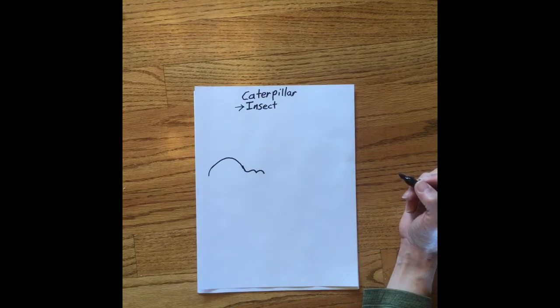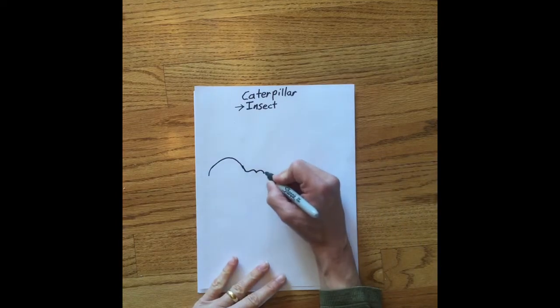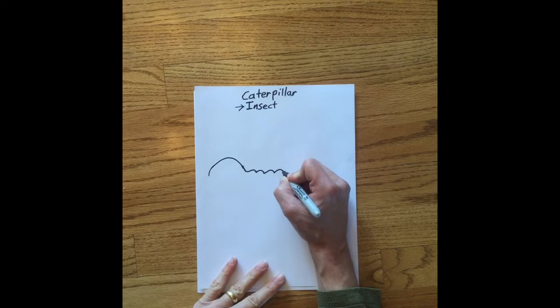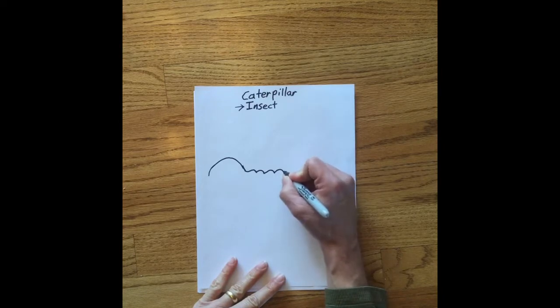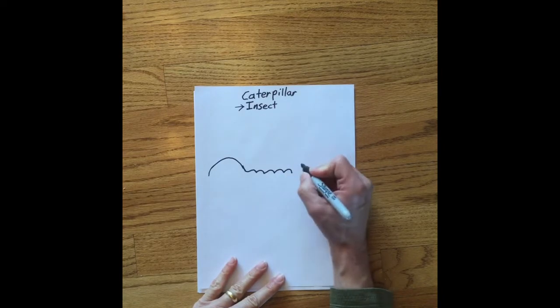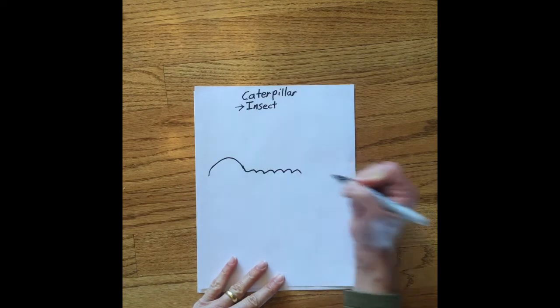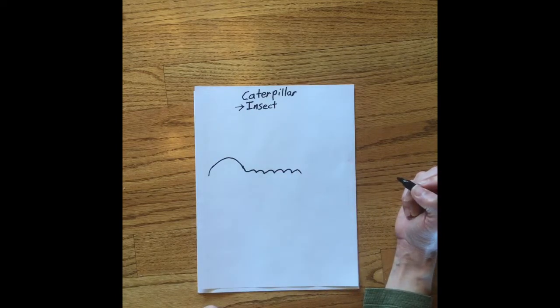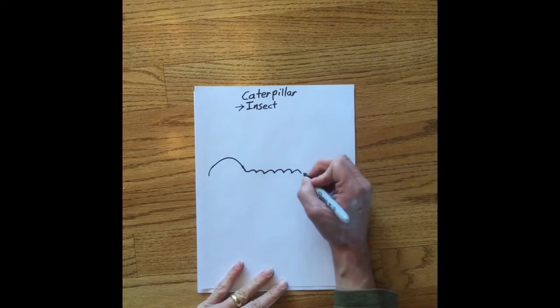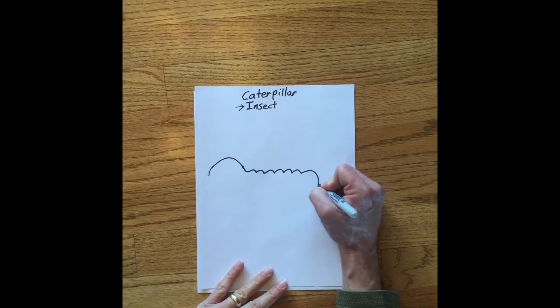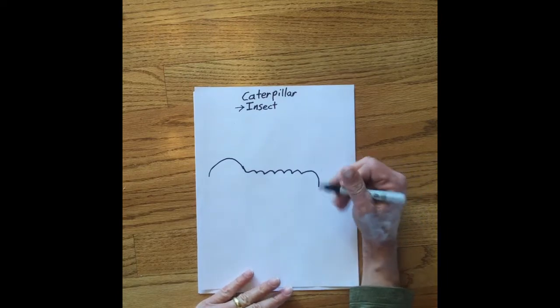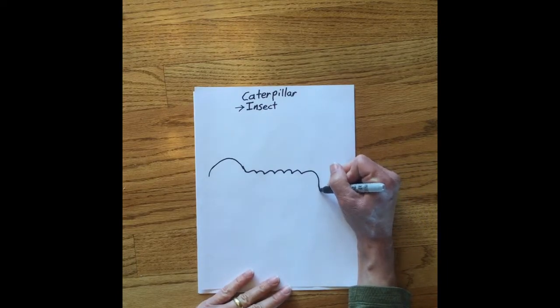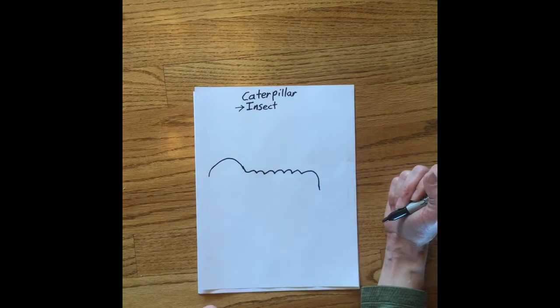After we create our two little bumps, we're gonna create four more bumps that are gonna kind of go upward. Two, three, four. So we have four bumps. And finally here at the end, we're gonna do a little bit bigger curve like this. So it kind of goes downward like this. All right.